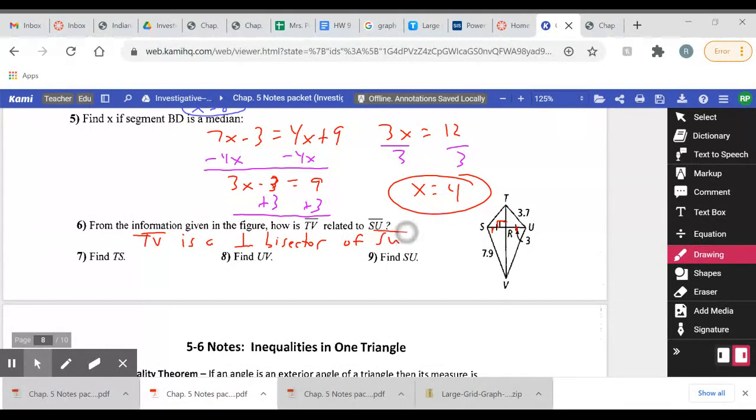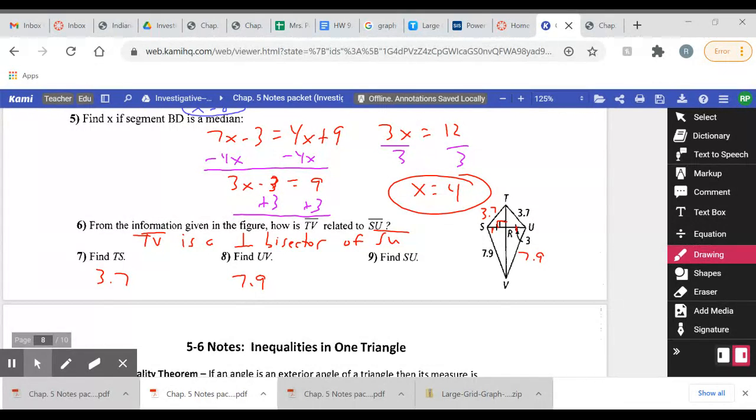Of SU. Okay, and then if it's a perpendicular bisector, we can answer these pretty quickly and easily. TS then would have to be 3.7 also, because T is the same distance away from U as it is from S. Okay, for UV, again, I can see if SV is 7.9, then UV is also 7.9.